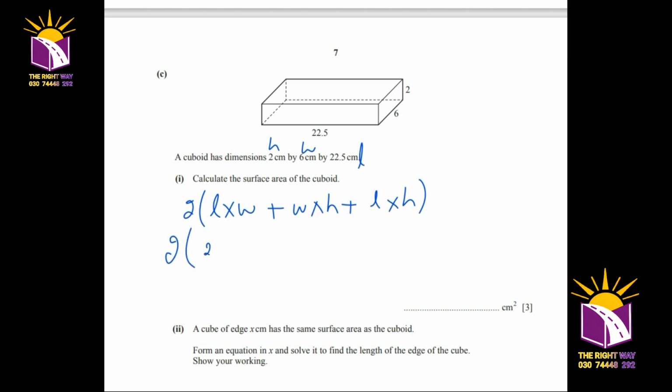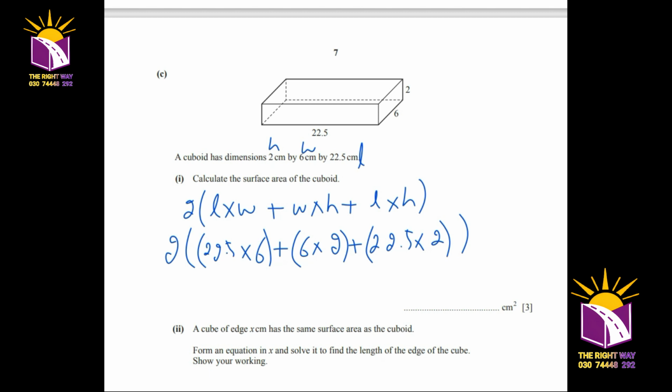2 times length into width. Length is 22.5 multiplied by width 6. Width into height, 6 into 2, plus length into height. So it will be 22.5 multiplied by height 2. If you are using a calculator, write it in a single equation, put brackets over here, so you will get the right answer.